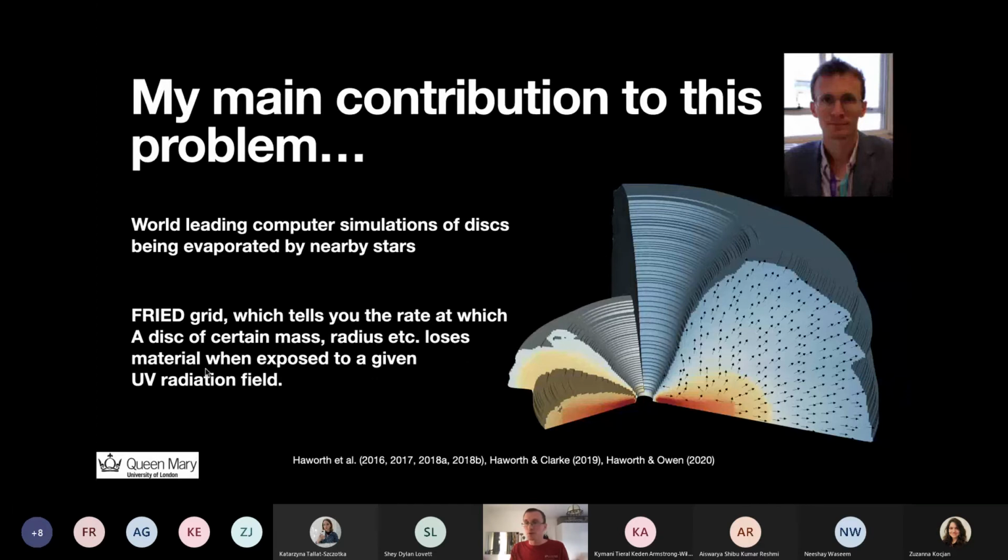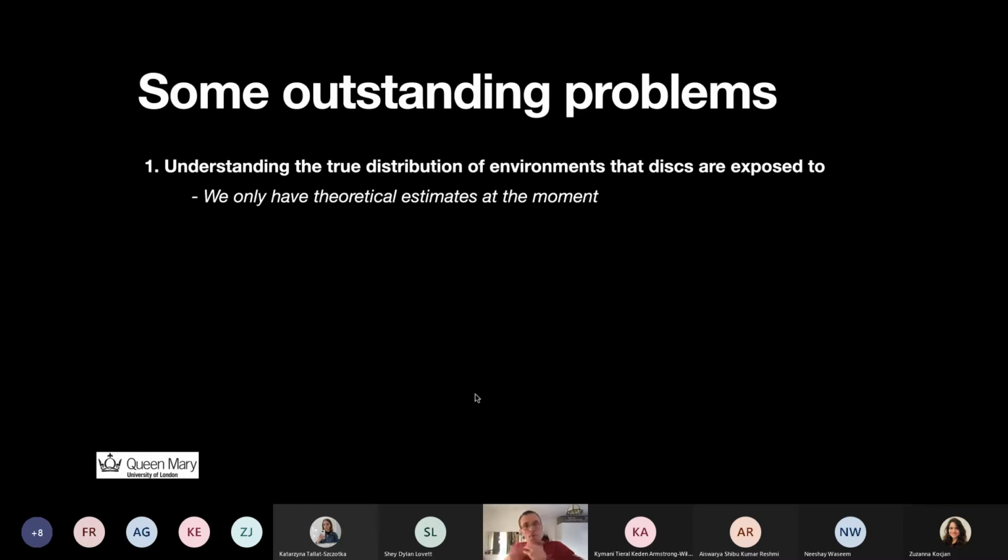This has really opened things up, because this is quite a hard thing to model, it turns out. By providing this to the community, it's really opened it up as a problem that lots of people can start thinking about. So yeah, since about 2016, I've been working on this problem quite a bit. But what are some outstanding problems regarding how environment affects disks, in particular how the radiation affects disks? One is we need to really understand the true distribution of environments that disks are exposed to. So what fraction of disks see a weak UV environment and what fraction see the very strong ones.